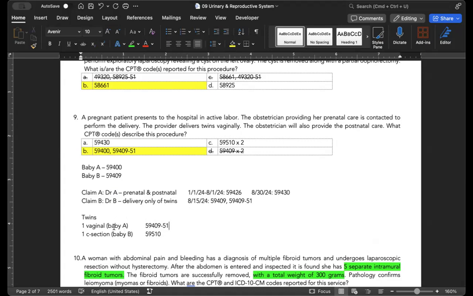Even though baby A came out first, we're not going to automatically put the global package on baby A. We're going to put the global package on the baby that has the higher, more complicated delivery. Oh, okay, that makes sense. It's the same thing, the most complicated goes first, right? Exactly. The more complicated delivery in this scenario is the one that gets the global package.